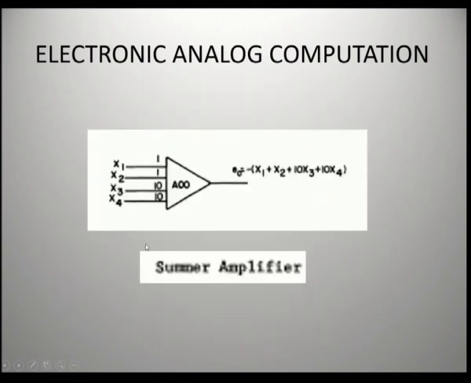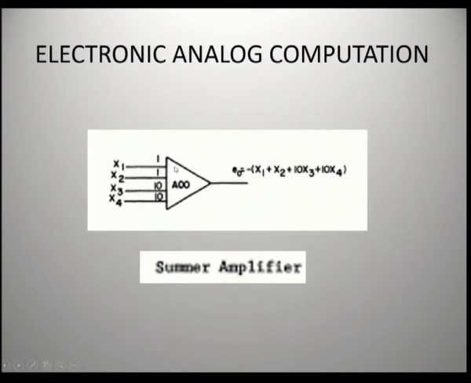So, based on this, if you want to calculate the value x1 plus x2 plus 10 x3 plus 10 x4, you have to give x1, x2 directly. For these two inputs, the input resistor and the feedback resistor will have the same value, and for the signal 10 x3, the feedback resistance is 10 times the input resistance, also for the next input. So, here the gain factor is 10 for x3 and also for x4, and what about x1, x2? They have unity gain. So, it is represented as 1, 1.